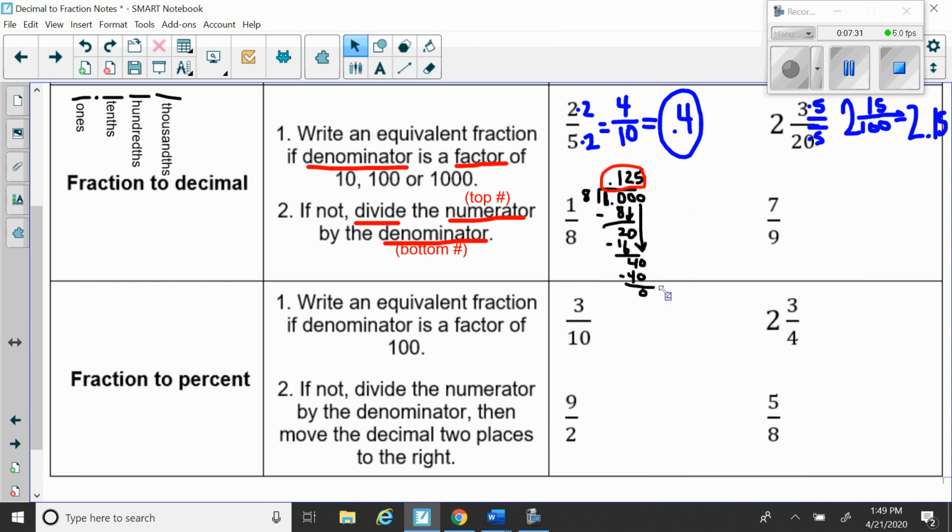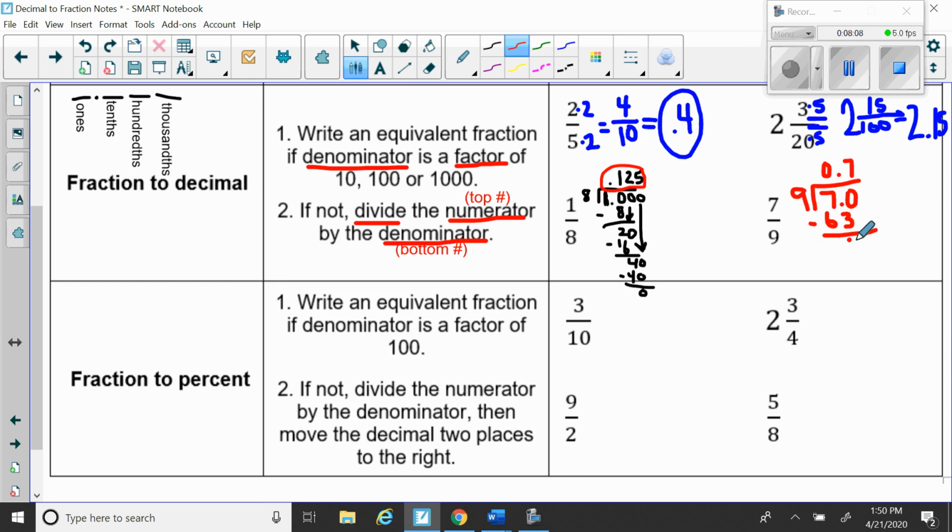For my next problem. Okay, 7/9. So we're going to do the same exact thing here. We are going to take this and we're going to do 7 divided by 9. Okay, now 9 doesn't go into 7 just like before, so we got a 0. We can add a decimal and a 0 in our problem. Remember, we have that decimal up here too. So 9 goes into 70 7 times, and 7 times 9 is actually 63. And 70 minus 63 is 7.